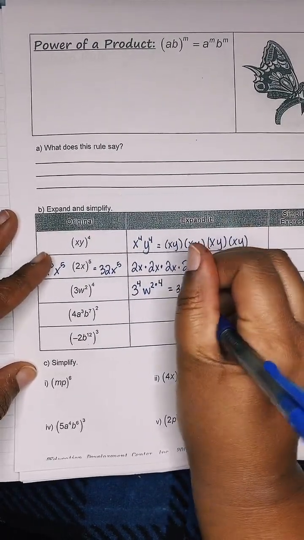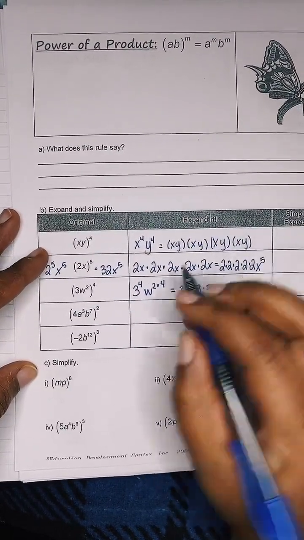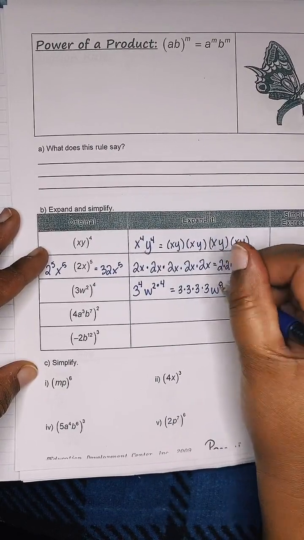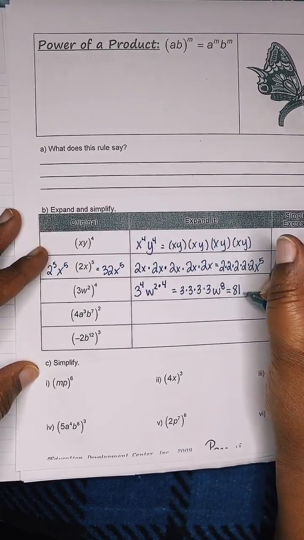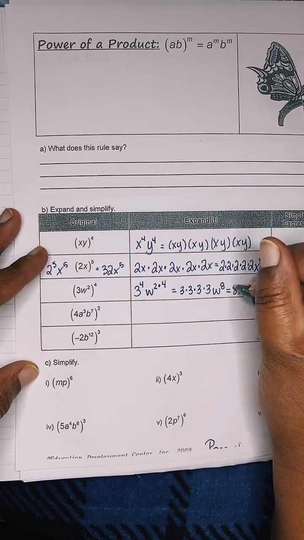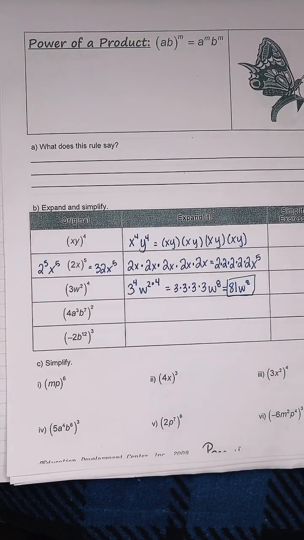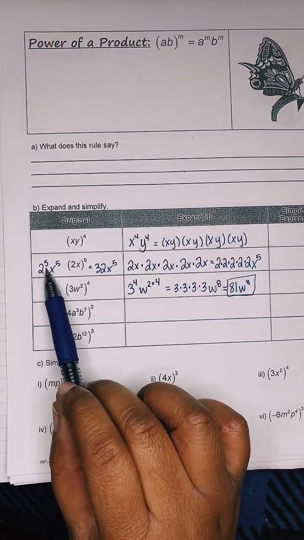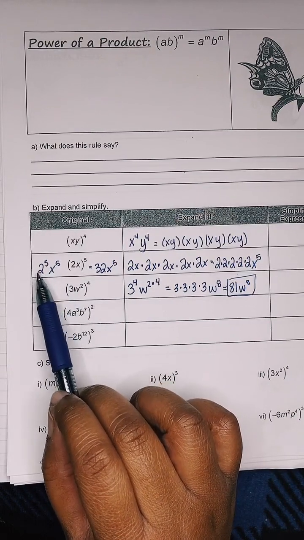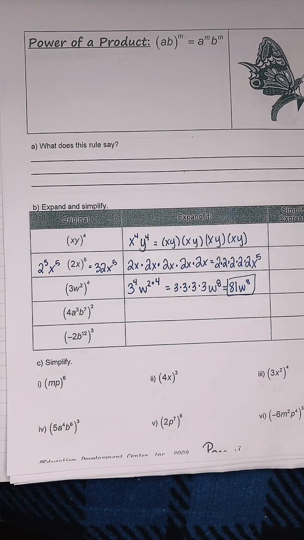3 times 3 times 3. And then we're going to do 2 times 4, which is 8. And 3 times 3 times 3 times 3 is 81. W to the 8th. So we're just simplifying it all the way. If you wrote it like this, it's perfectly fine, but just realize it's not simplified all the way because 2 to the 5th is actually 32. Good. Yes.